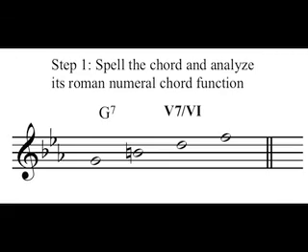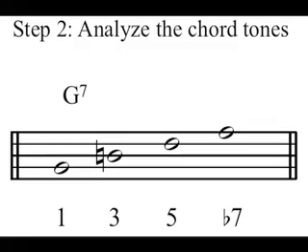So step one, we're going to spell the chord and analyze its Roman numeral function. G7, 5 of 6, key of E flat. Step two, we're going to analyze the chord tones. So we got G, B natural, D, and F, which is the root, the third, the fifth, and the minor seventh. And step three, this is where things start to diverge from the diatonic chord scales. We're going to fill in all the notes from the key that fit in between the chord tones.